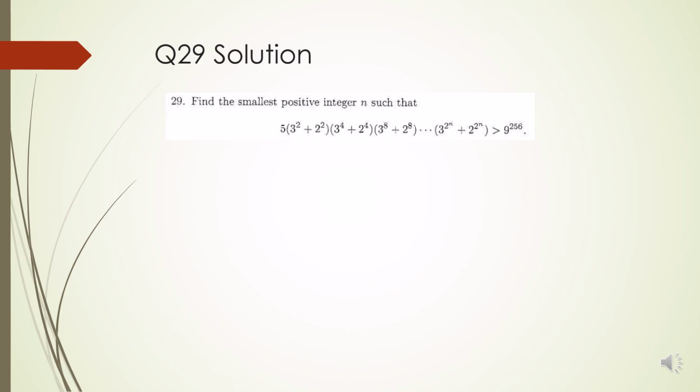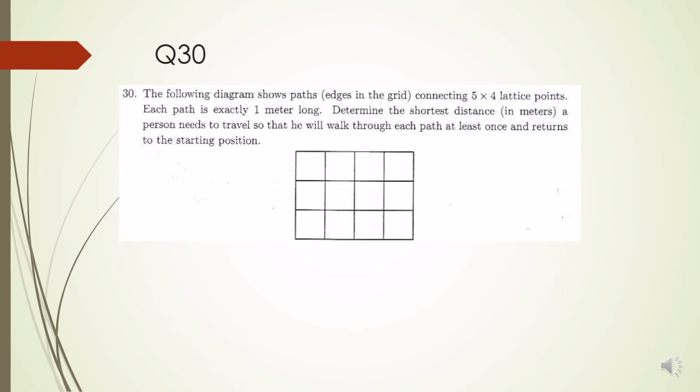And hence we can prove that this term on the left hand side is strictly greater than 9 to the 256. So we can deduce that the smallest positive integer n is equal to 9. Now this is question 30. Feel free to pause and attempt the question.